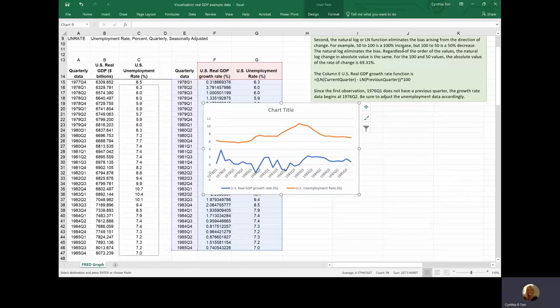Now we have a chart of the data. But as it is displayed, it does not clearly provide information. While the growth rates and the unemployment rates are in different colors, orange for the U.S. unemployment rate and blue for the U.S. real GDP growth rate, the different ranges of the values obfuscate or hide the relationship between the growth rates and the unemployment rates. Therefore, we need to make improvements to this chart to make it more informative. In the next video, we will cover how to modify this chart so it is more informative.